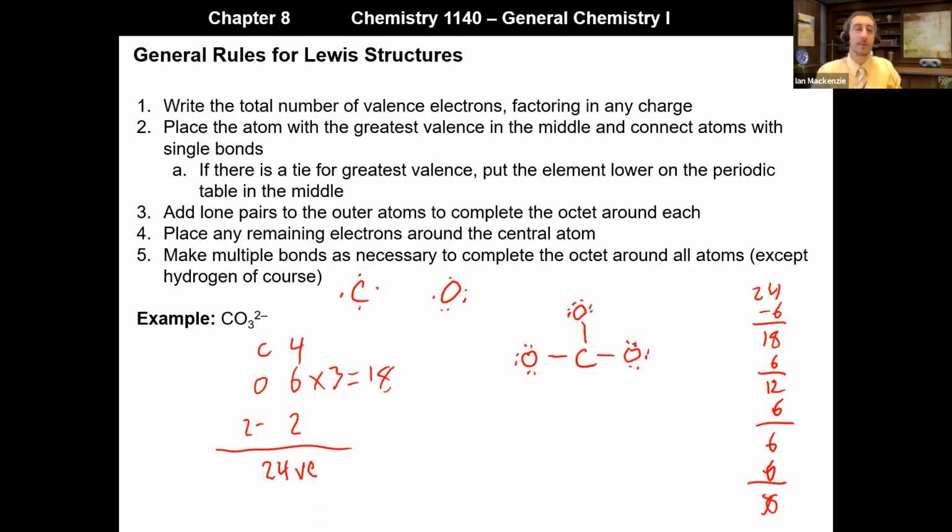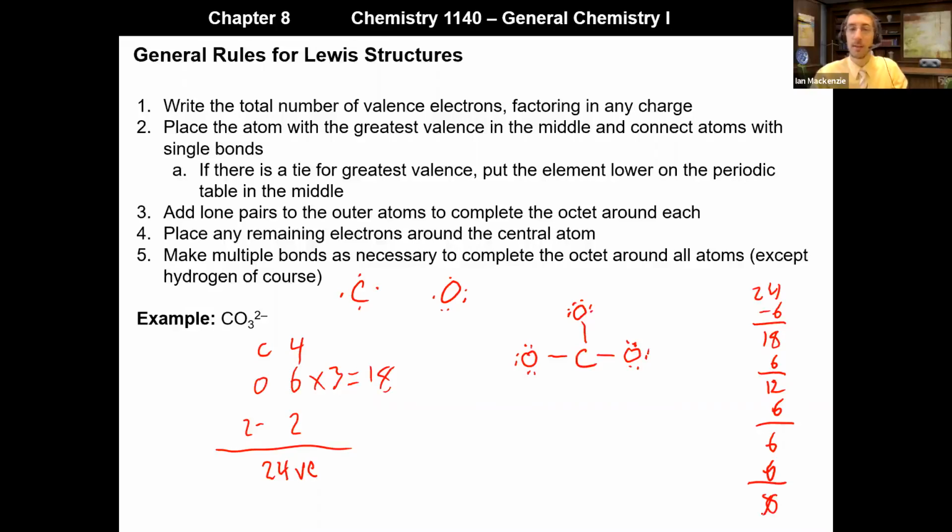So now I have finished rule number 3. I've satisfied the octet of all of the outer atoms. Rule 4 is to place any remaining electrons around the central atom. But I don't have any remaining electrons; I've used all of them up. There's nothing left. So then I move to rule 5.